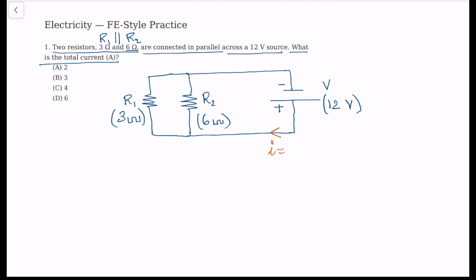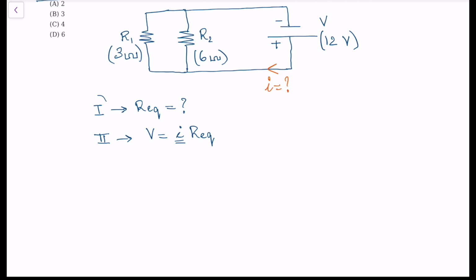So step 1 is to find the equivalent resistance for R1 and R2. And in step 2, we apply Ohm's law to find the value of the current I. So let's work out step 1, which is calculating the equivalent resistance R equivalent.